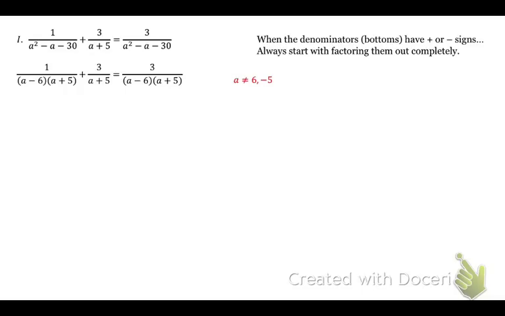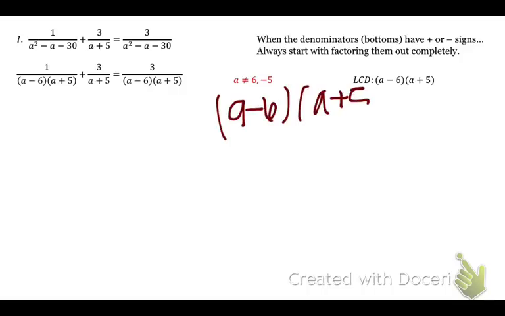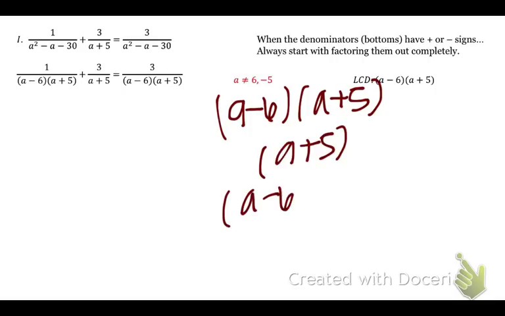Now I need to find my common denominator. So that's going to be a minus 6 and a plus 5. Because we can write this out if we need to. So we have a minus 6, a plus 5. Then we just have a plus 5. Then we have a minus 6, a plus 5.